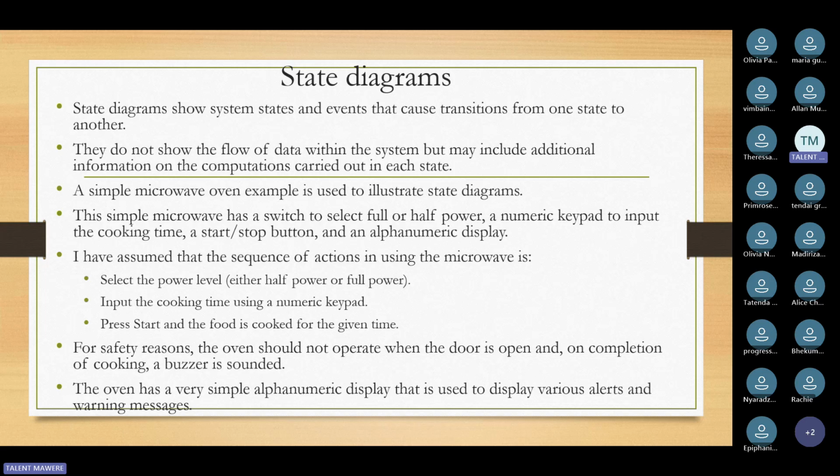For safety reasons, the oven should not operate when the door is open. And on completion of cooking, a sound should be produced to show that we are done. The oven has a very simple alphanumeric display that is used to display various alerts and warning messages.